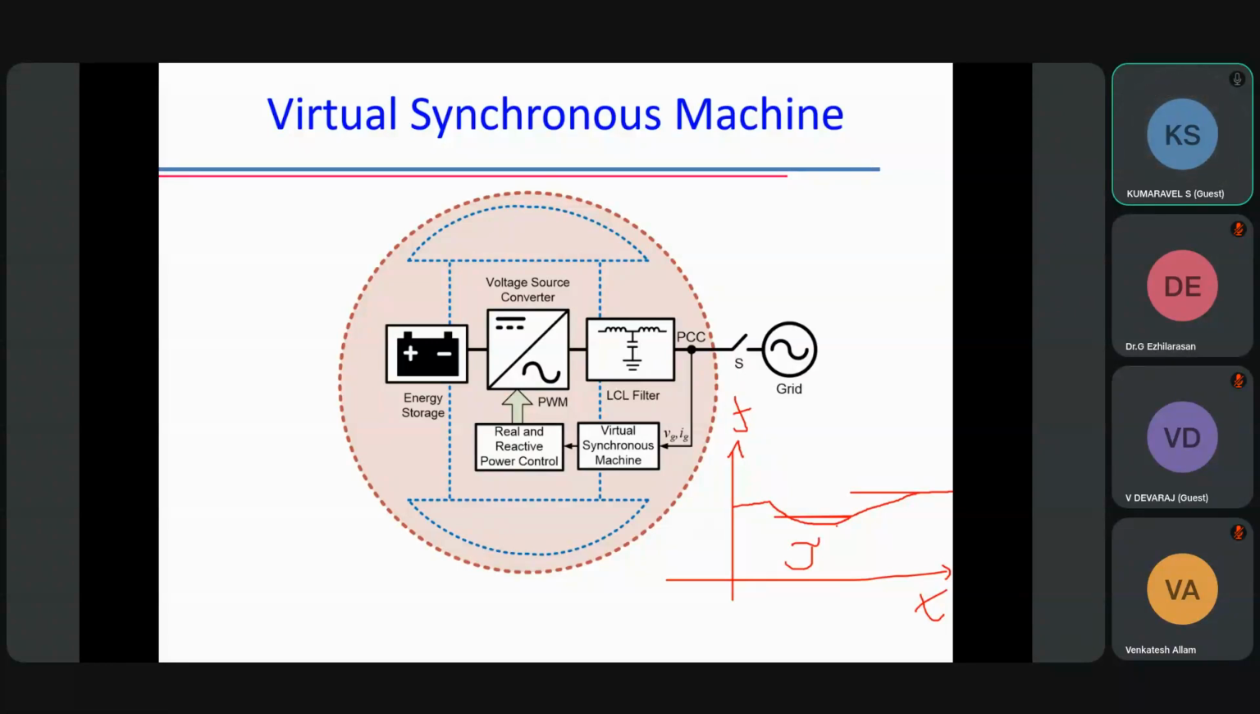Now, this problem has been addressed by many researchers, and one of the concepts is called the virtual synchronous machine. How to provide a synchronous machine's inertia virtually. It is alternatively called synthetic inertia, emulated inertia, or virtual inertia. There are many names people are using in the literature. Here, I am calling it a virtual synchronous machine.